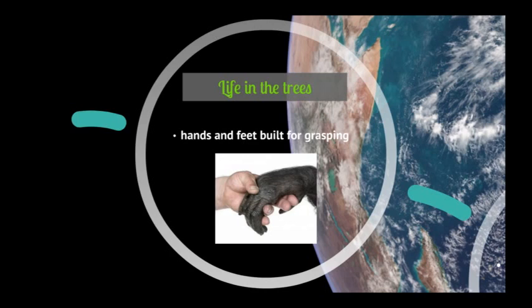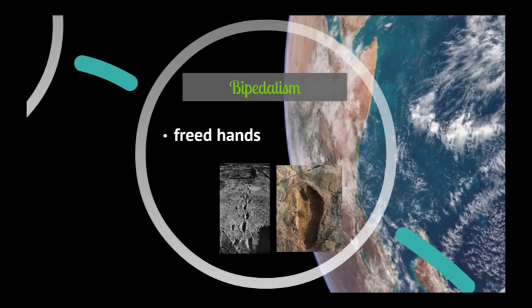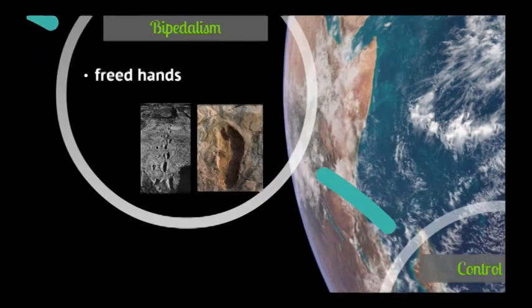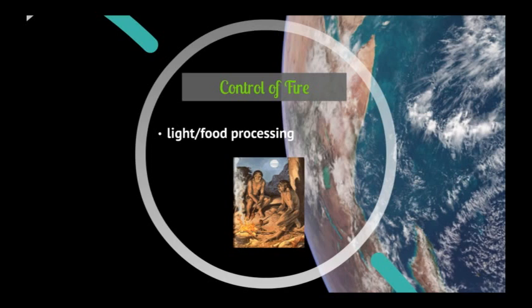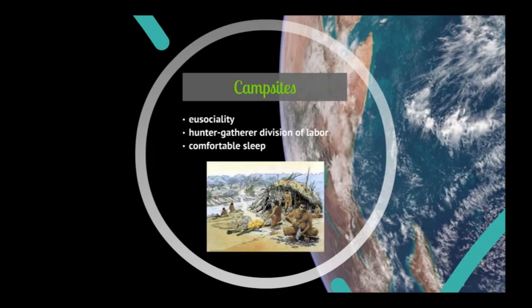That evolved hands and feet that were built for grasping. Furthermore, 6.5 million years ago, the first bipeds evolved, at least in our lineage, hominins, right? Freed up the hands for a myriad of uses. We had the control of fire, right? That could process food in a way that unleashed a watershed event of calories that fueled the brain for the next 2 million years and was a prerequisite for eusociality, for the campsite. Something actually worthy of group defense.